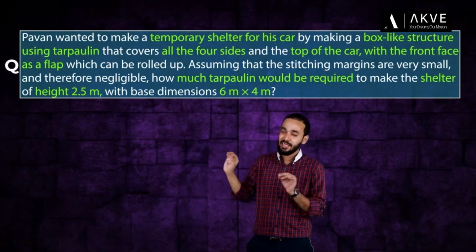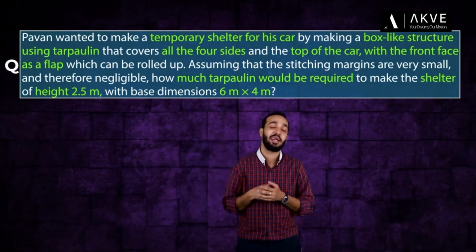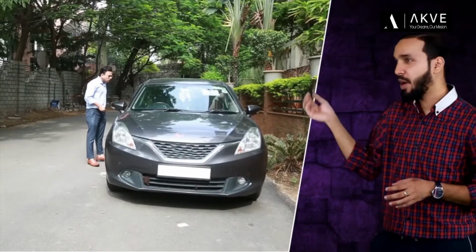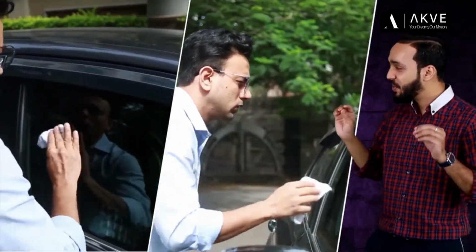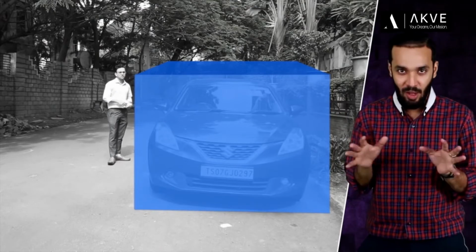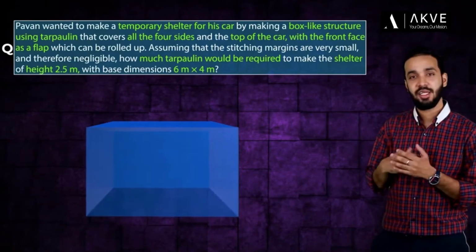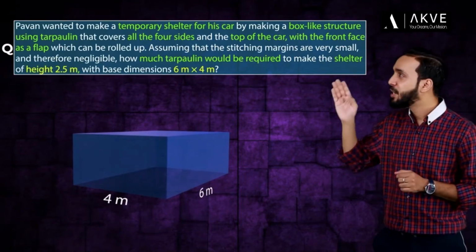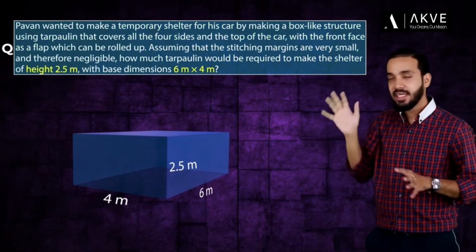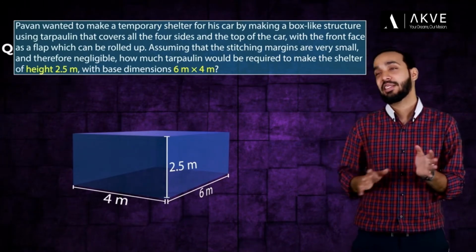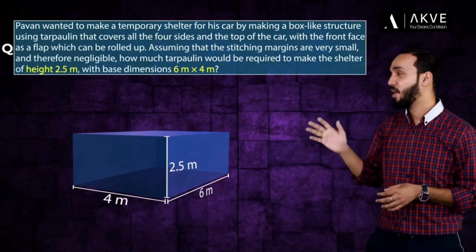Now, the question seems to be really lengthy, but since you have already attempted it, you know that solving it is a piece of cake. There's this young lad named Pawan who loves his car and is really protective about it. So, he wants to make a box-shaped shelter for it using tarpaulin. Now, the base dimensions of this shelter should be 6 meters into 4 meters and its height should be 2.5 meters. Now, this indicates that the edge lengths of the shelter will not be the same. Or in other words, this shelter will be in the shape of a cuboid.